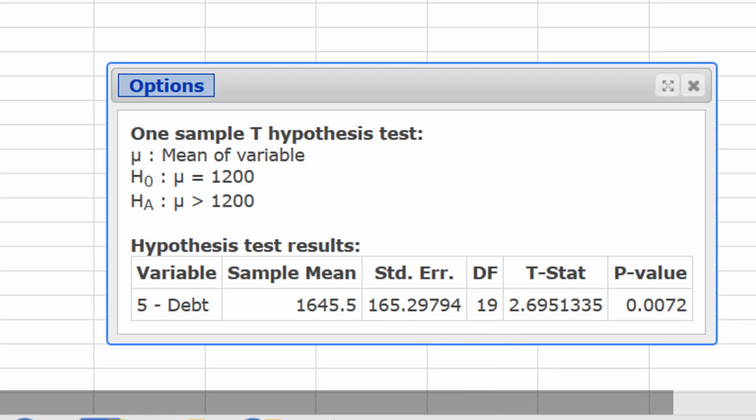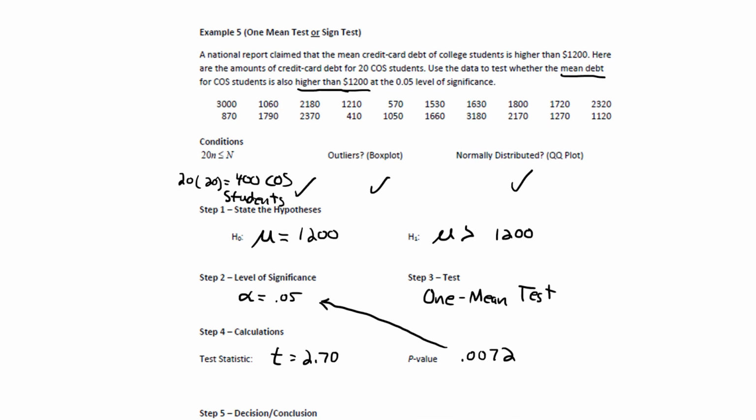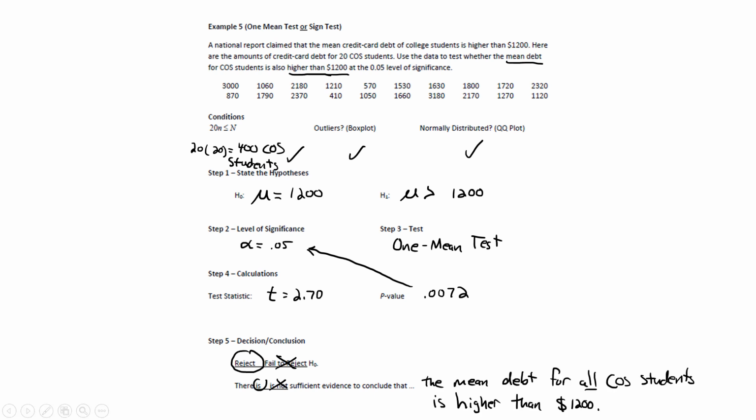There are the results. The test statistic is 2.70 for t, and the p-value is 0.0072, which is less than the level of significance. That tells us that we will reject the null hypothesis and will conclude that there is sufficient evidence to conclude that the alternative hypothesis is true. In this problem, that's that the mean debt for all COS students is higher than $1,200. The mean mu is greater than 1,200.